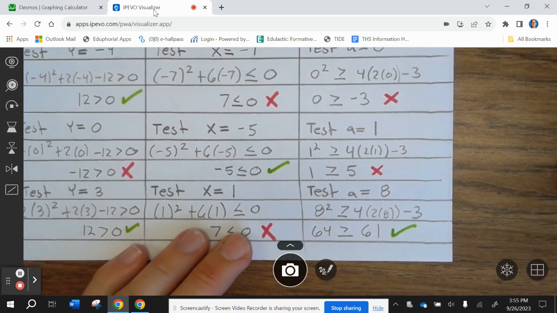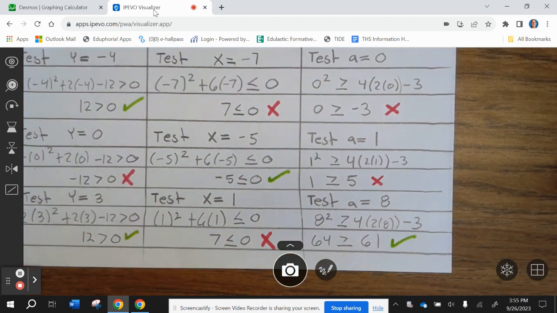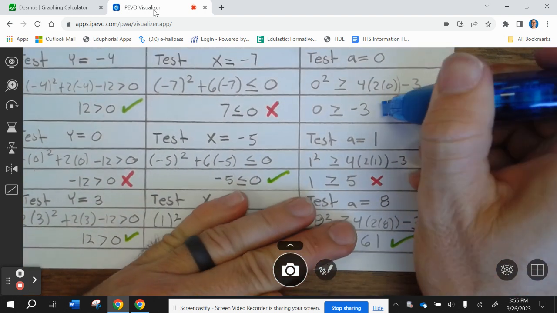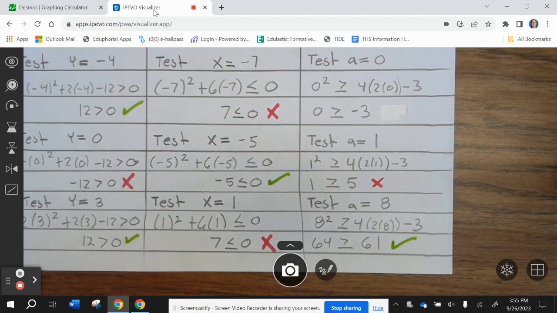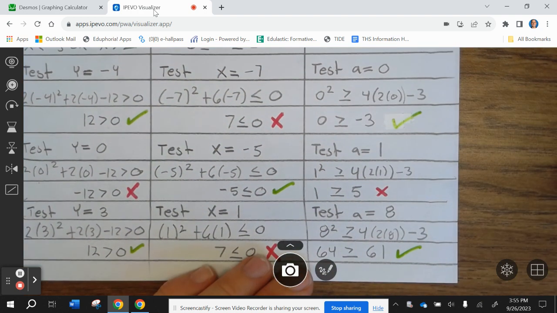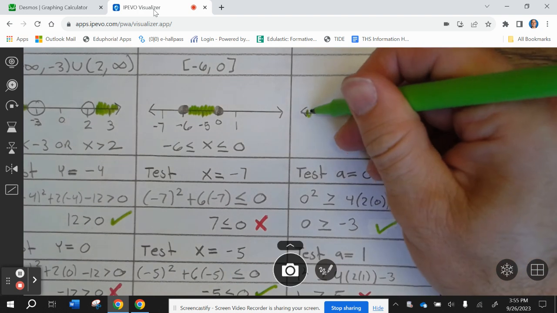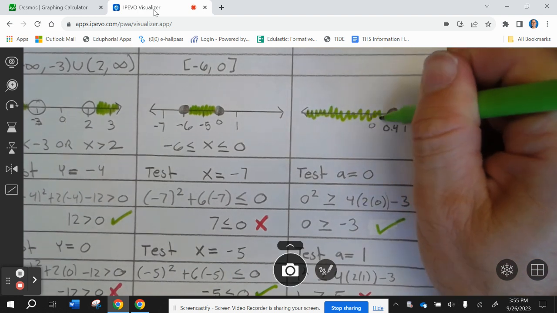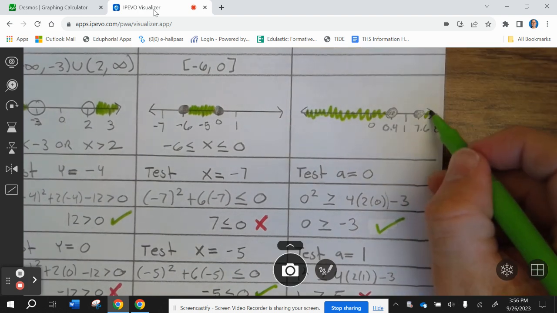Now, I just caught my mistake. 0 is technically greater than or equal to negative 3. So this is technically a check. Okay. So we can shade to the left and we can shade to the right.